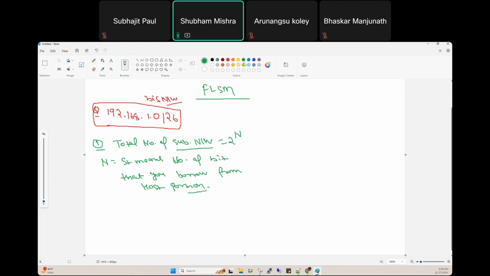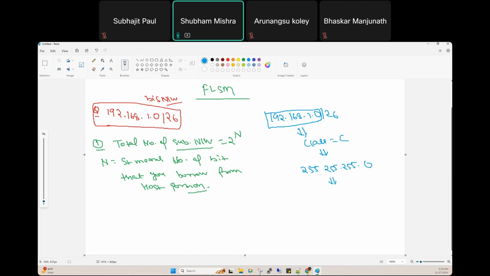Now please focus on one thing. What is the question you get? 192.168.1.0/26. Right? This network ID belongs to which class? Class C, yes or no? For class C, what is the default subnet mask? 255.255.255.0. Yes or no? That is the default subnet mask.